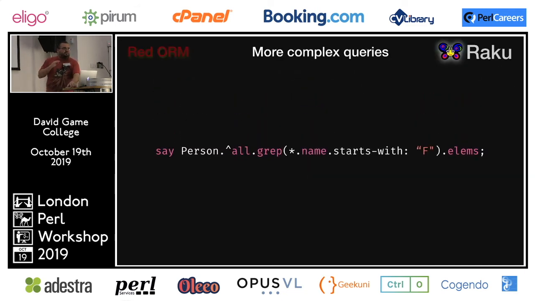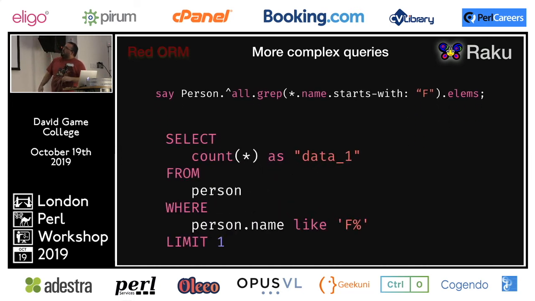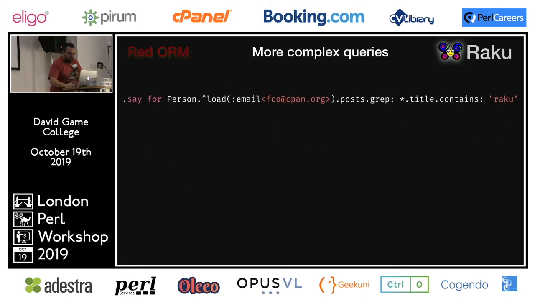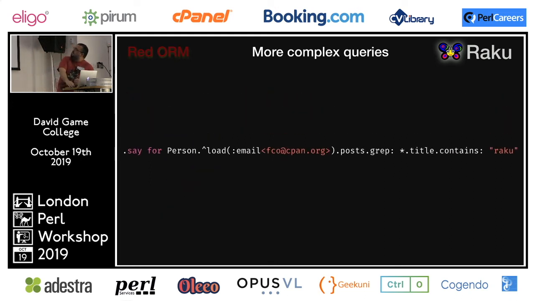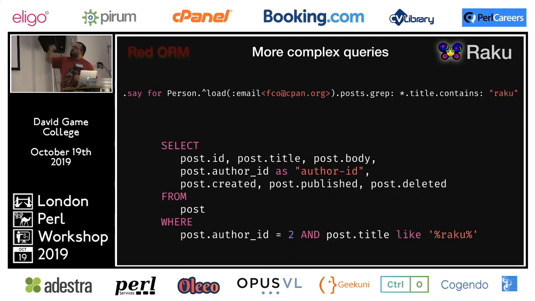Just a few more examples. This is a little more complex queries. For example, that's returning every person whose name starts with F. This will load the person with that email and get all the posts from that person whose title contains raku, for example. This is the query, and that kind of stuff.